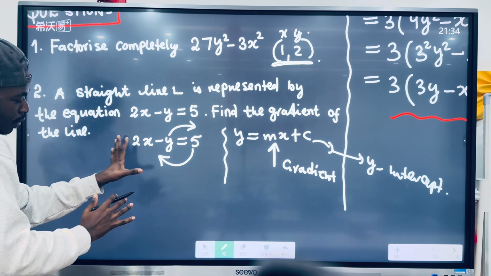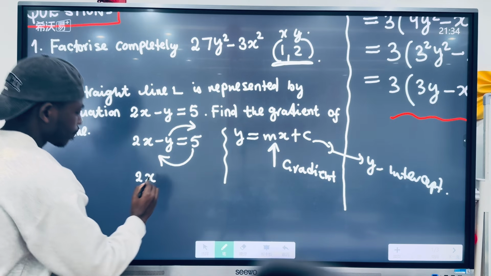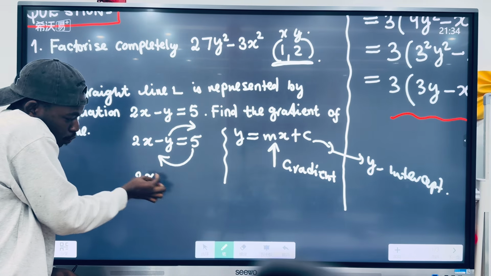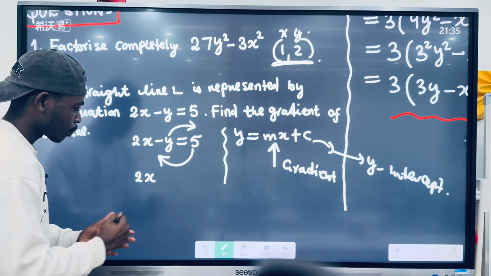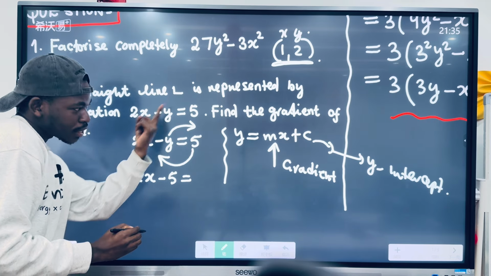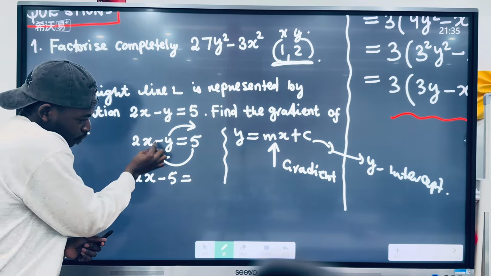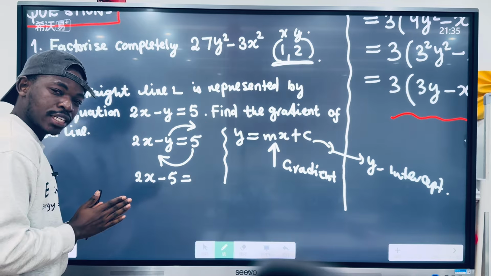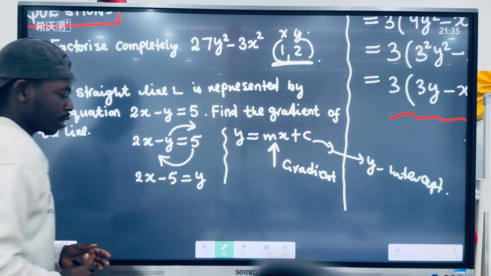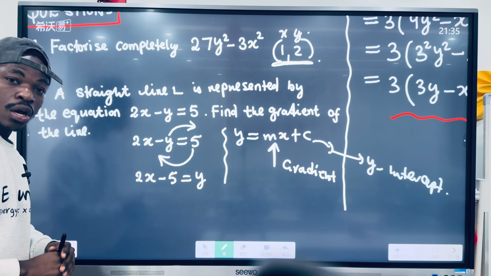So what are we going to have this side? We're going to have 2x, and 5 has joined. But here 5 was positive, so once it goes to the other side, it becomes negative. So it will be 2x minus 5 equals. Y has gone to the other side. But here y was what? Negative. It goes to the other side, it becomes what? Positive. So what we're going to have here is 2x minus 5 is equal to y.